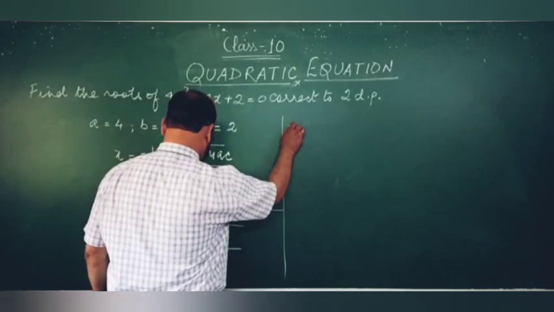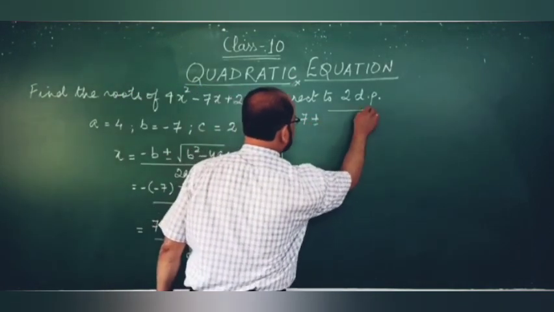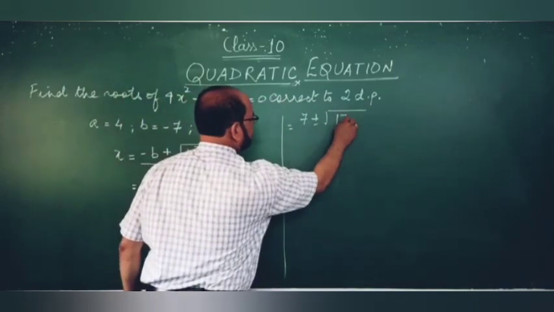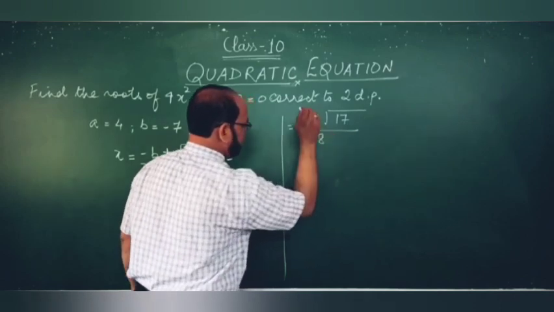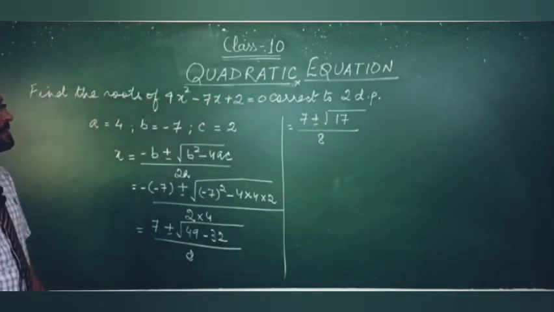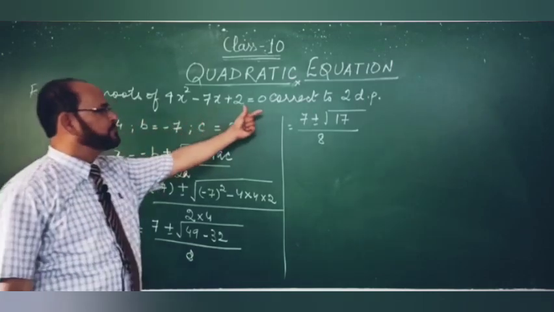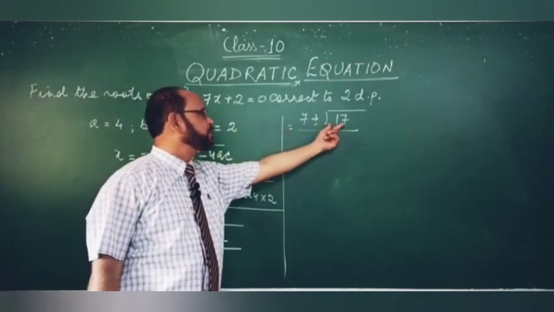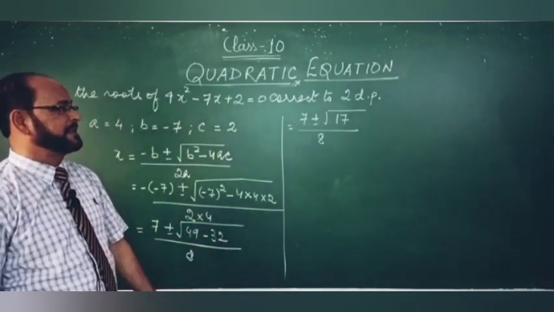What we will get here? This is 7 plus minus. Now we will subtract 49 and 32. We will get 17 upon 8. Since we have to find the value of roots correct to two decimal places, our job is to find the square root of 17 correct to three decimal places.